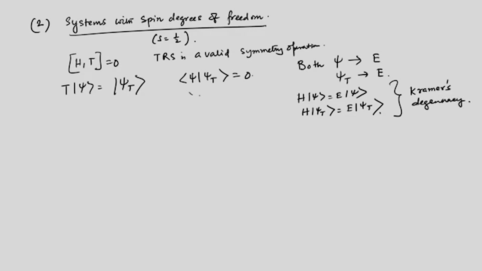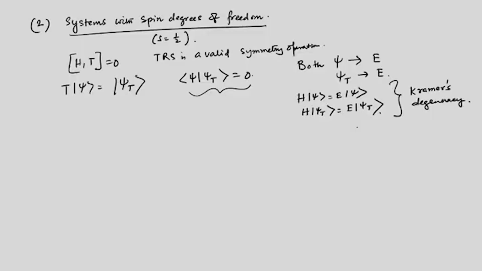This along with this condition. Okay. So, for a given system, if the system has time reversal symmetry, in that case the wave function psi corresponds to an energy E. There is also the time reversed state, which is psi T, where you apply the time reversal operator on psi and it becomes psi T. Then the inner product of psi and psi T is 0, that says that these are orthogonal states, and each of them has energy E, that is H acting on psi will give you E psi, and H acting on psi T will also give you E psi T.